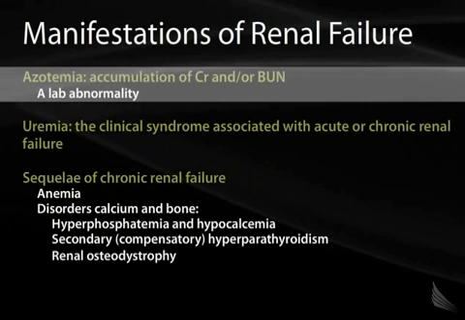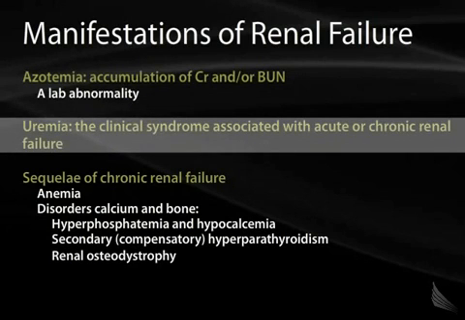One thing importantly to remember is that azotemia is a lab abnormality and it reflects the accumulation of creatinine and blood urea nitrogen. It is not necessarily the same as uremia. Uremia is a clinical syndrome associated with acute or chronic renal failure, and it usually constitutes a collection of symptoms that are mostly nonspecific, but to the trained eye reflects progressive renal dysfunction.